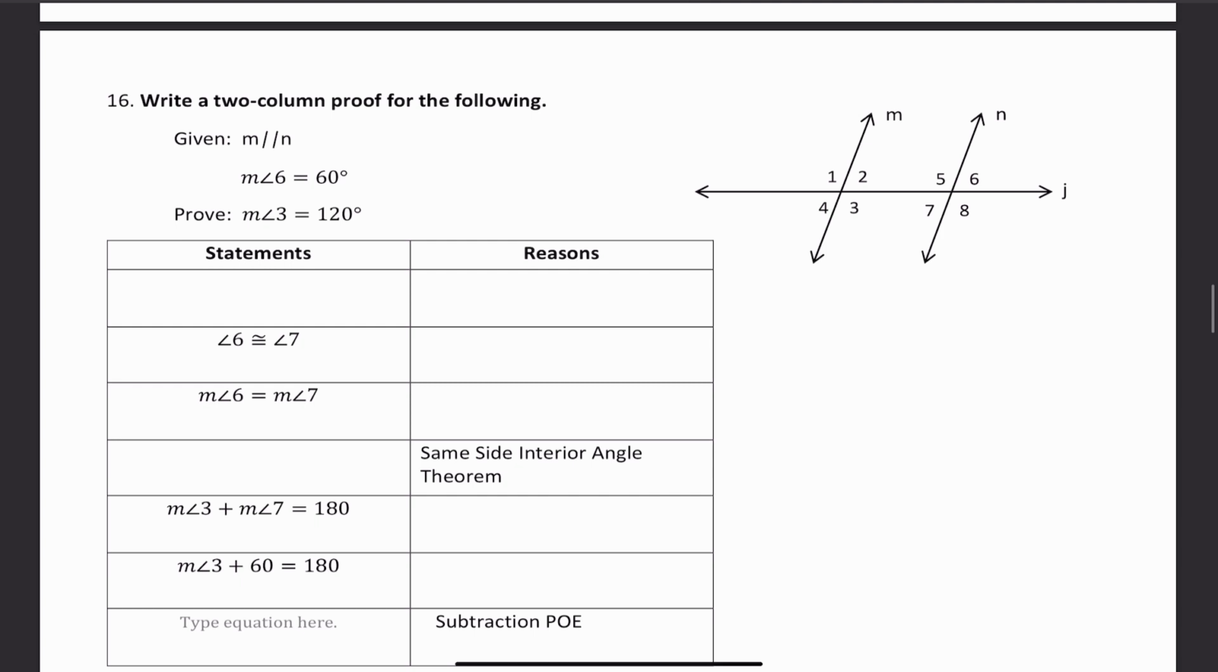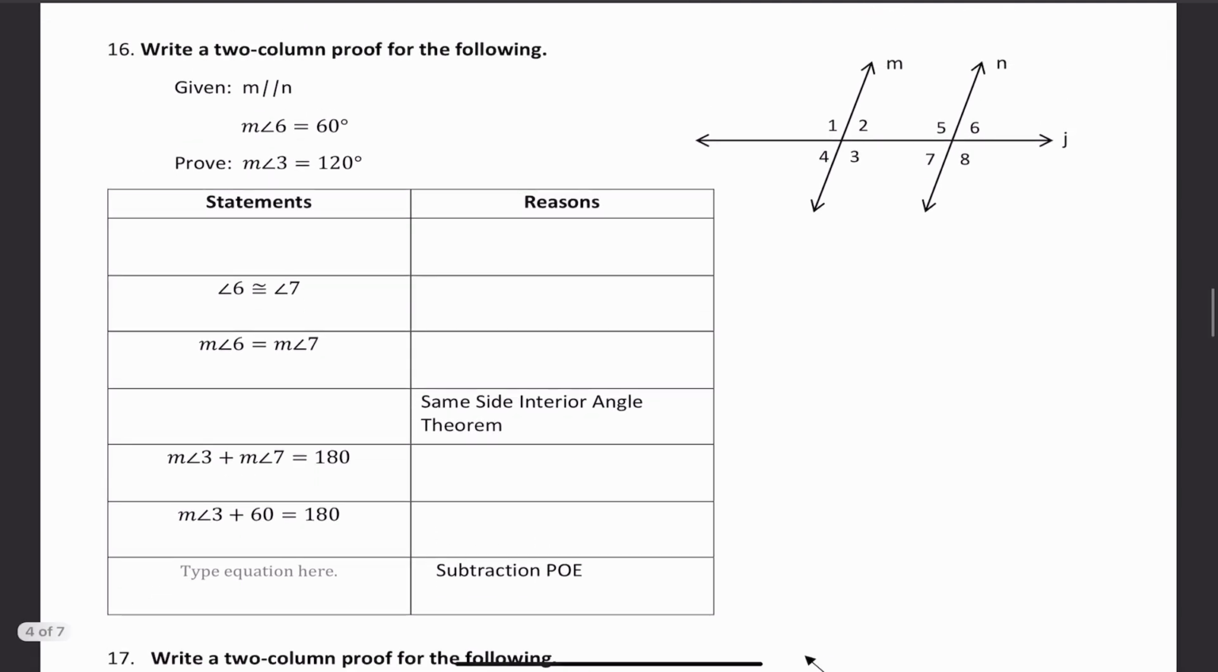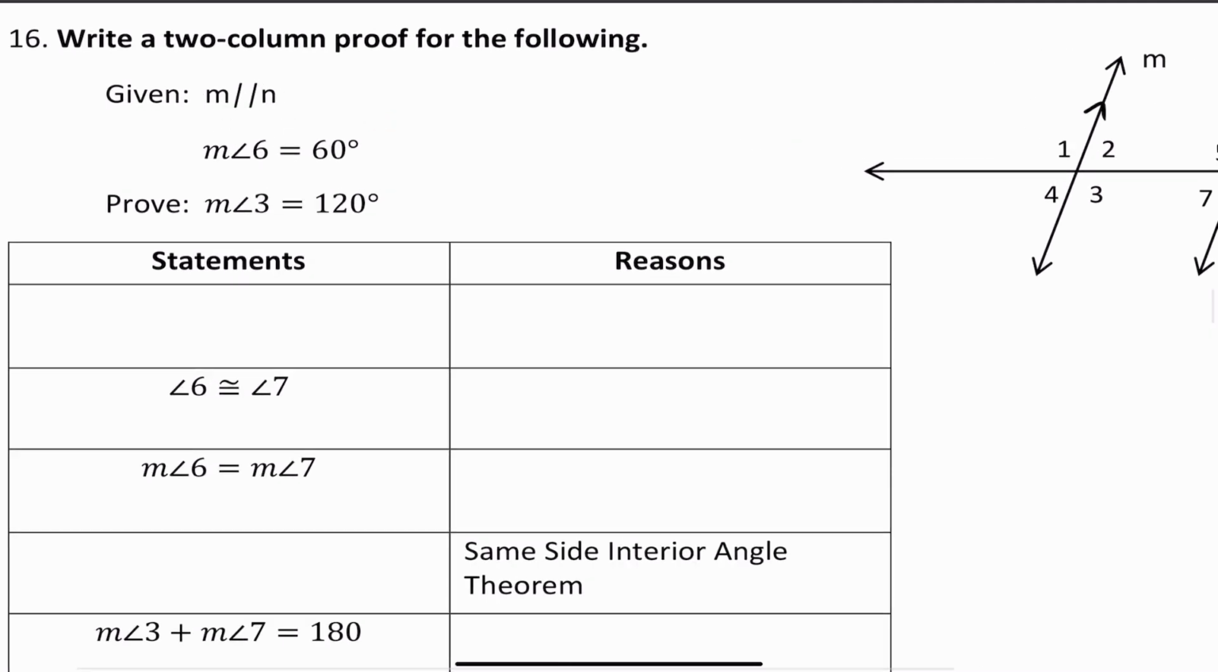Okay, so M is parallel to N. So these lines are parallel to each other, so I'm going to go ahead and draw my arrows to show that they are parallel. And the measure of angle 6 is 60 degrees. Wonderful. Just by looking at the proof here, that's 120 degrees, right? The measure of angle 3 is 120 degrees. 60 plus 120.